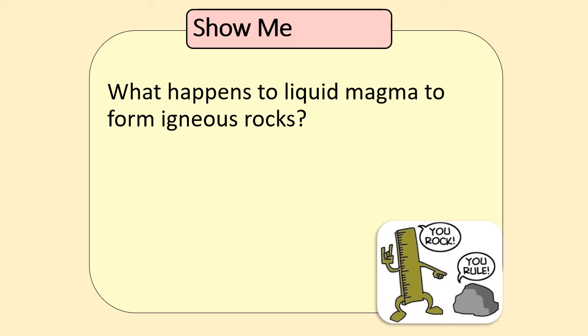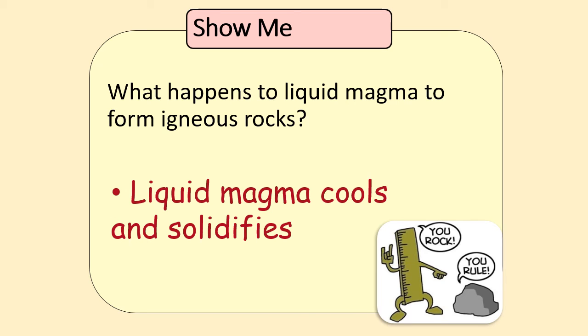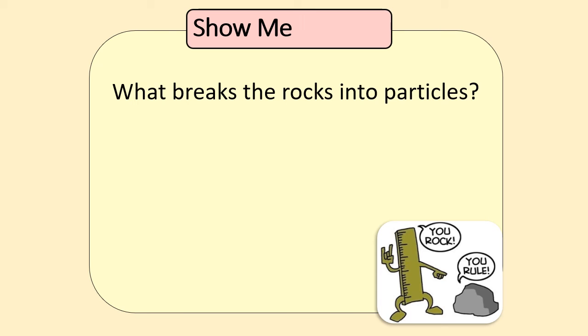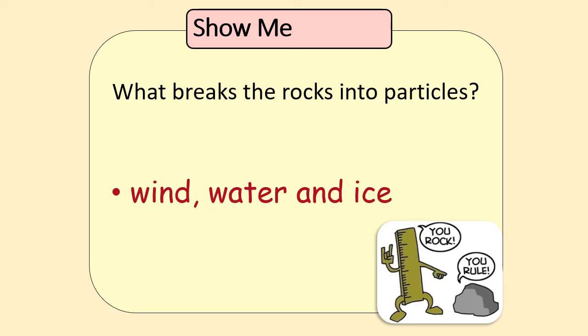What happens to liquid magma to form igneous rocks? Well, it is cooled down and it solidifies. You could, if you wanted to, call that process freezing. What causes or what breaks the rocks into particles? That is wind, water, and ice, or you could use the words weathering and erosion.